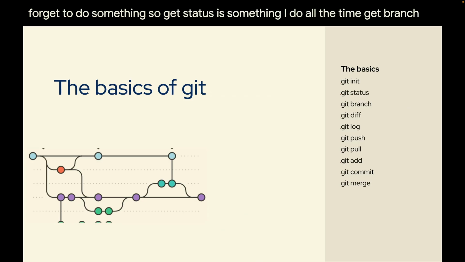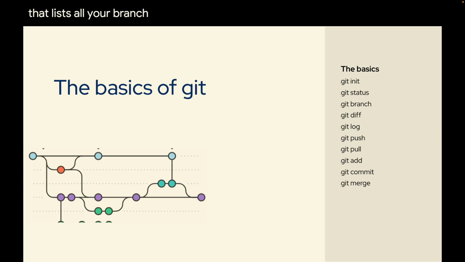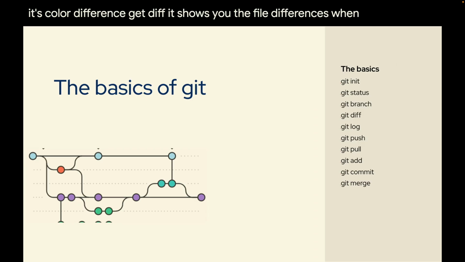Git branch lists all your branches locally in your current repository. It also has a visual indicator of what branch you're on, either an arrow or maybe a color difference. Git diff shows you the file differences when they're not staged.